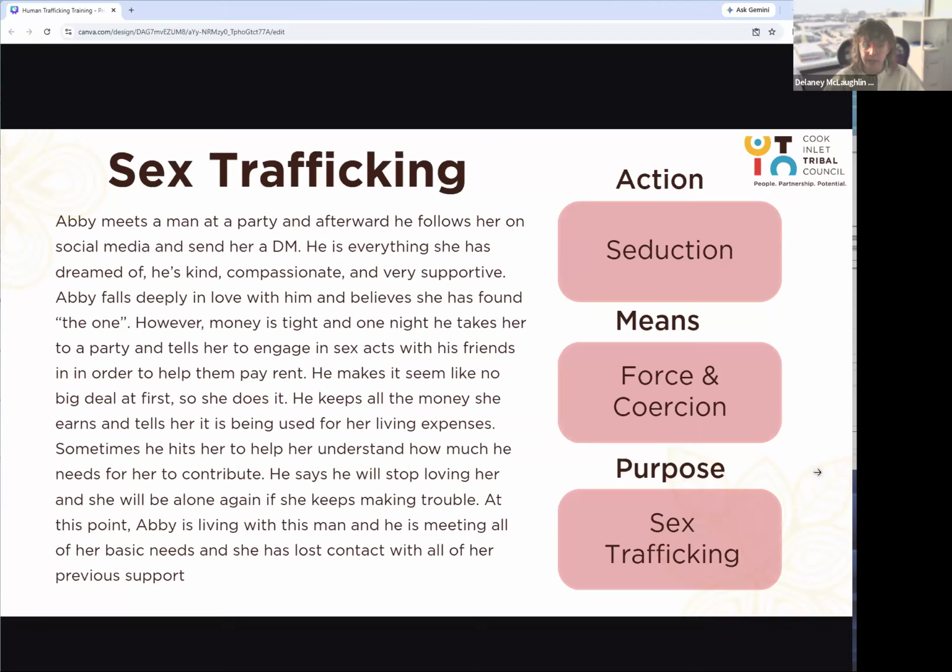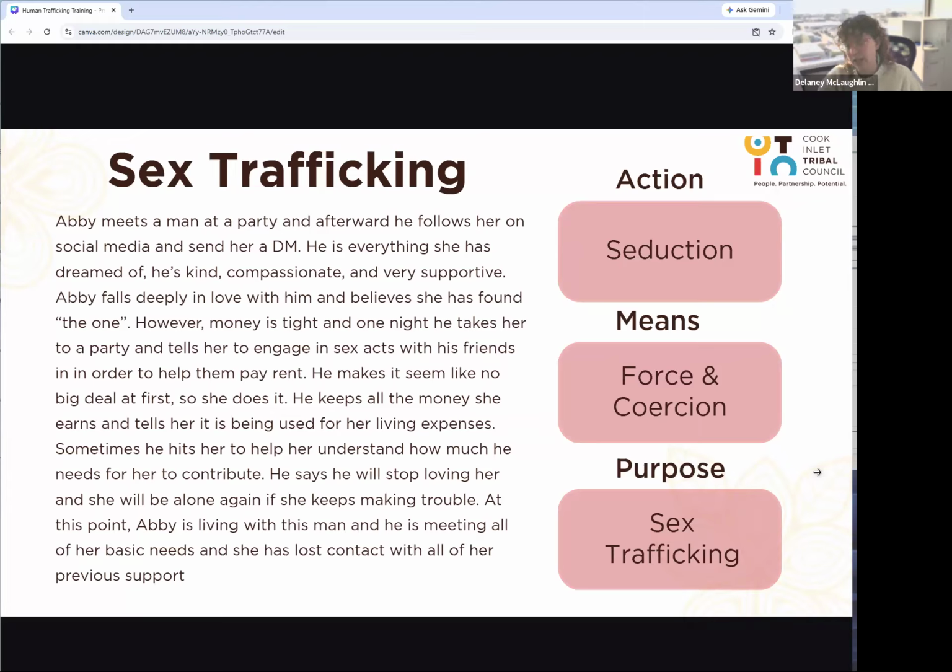He keeps all of the money that he earns and tells her it is being used for her expenses. Sometimes he hits her to help her understand how much he needs for her to contribute. He says he will stop loving her and she will be alone again if she keeps making trouble. At this point, Abby is living with this man, and he is meeting all of her basic needs, and she has lost contact with all of her previous support.